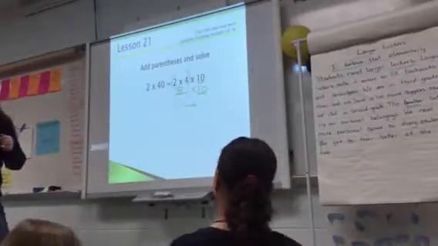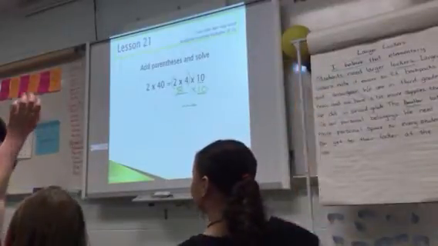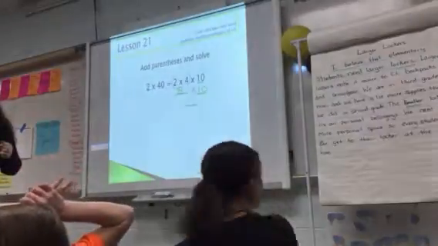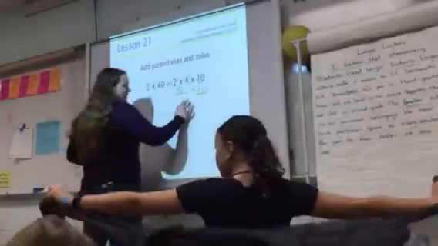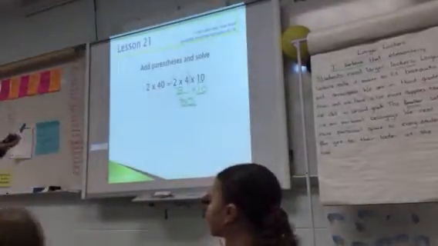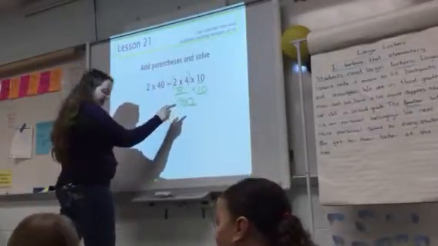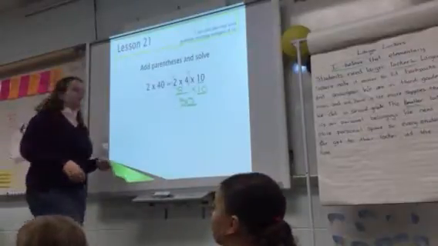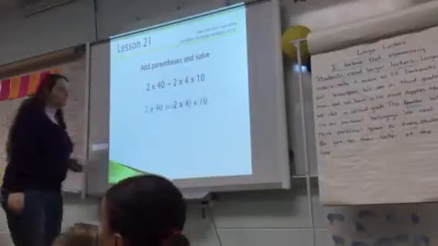Who can solve the 8 times 10? Molly's unsure, but I think she's got it. Molly, what would 8 times 10 be? 80, yeah. So the answer would be 80. And I know this because I took one step at a time.